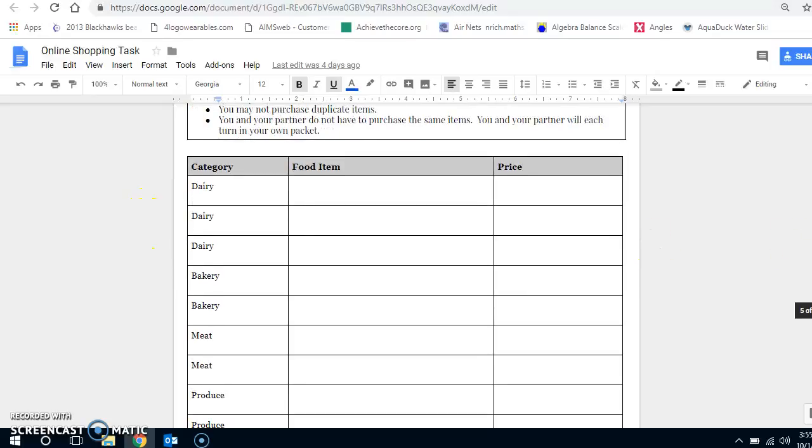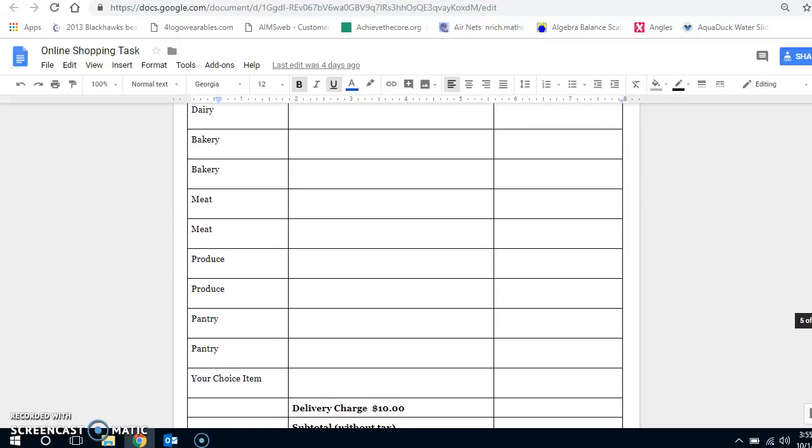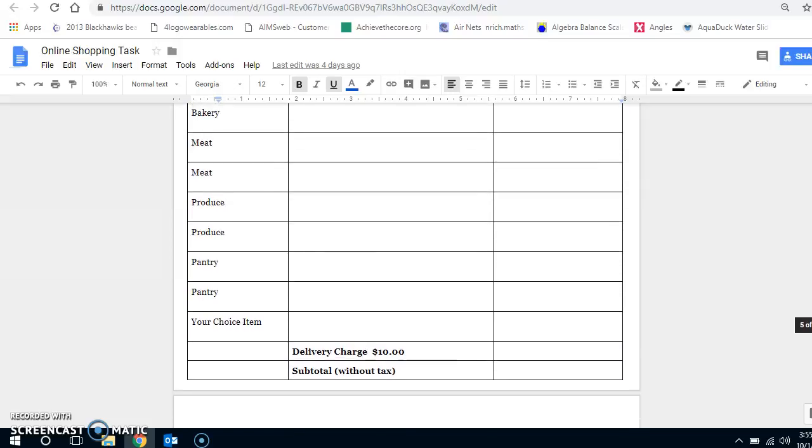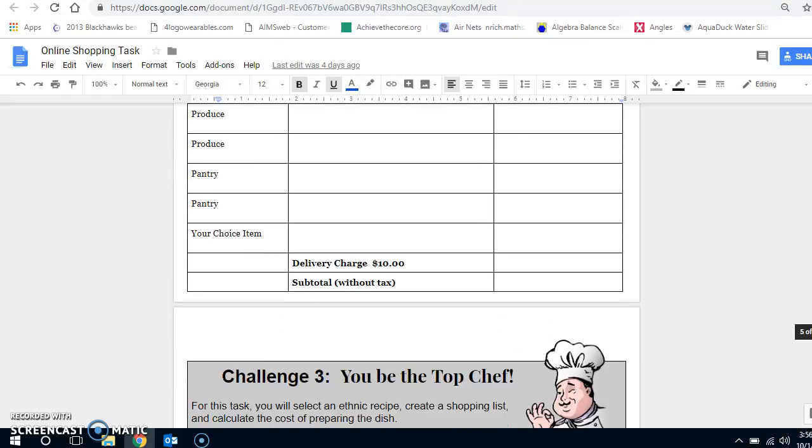So again, here you must purchase 3 dairy items. You select a specific dairy item, 2 bakery, 2 meats, 2 produce, 2 pantry, and then an item of your choice. Your delivery charge is $10, and then you must add up. Give me the subtotal. That's the total without tax.